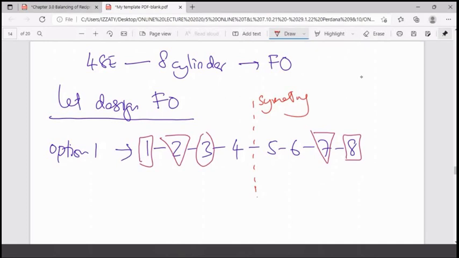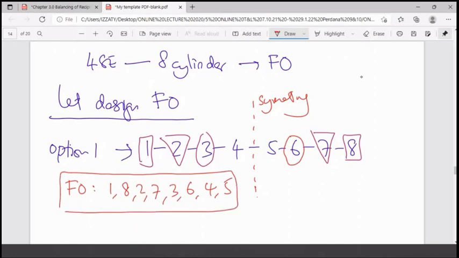So 1 and 8. Your firing order now will be 1, 8, 2, 7, then the next one, 3 and 6, then we have 4 and 5. Let's assume this is your firing order.